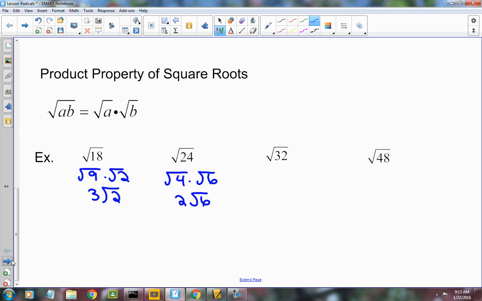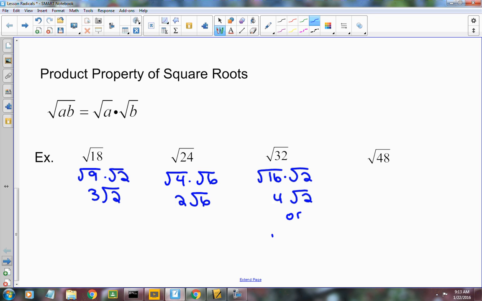All right, how about 32? Okay, somebody said 16 and 2. Good. The square root of 16 times the square root of 2, which is going to be 4 radical 2. Now, how many of you thought 4 and 8? Okay. So, this is great if you can see 16 and 2. That's awesome. But sometimes we don't see the biggest perfect square.